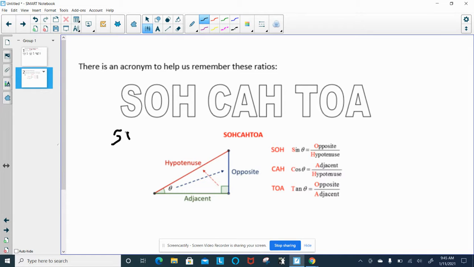So this reminds me of that. S is sine, O is opposite, H is hypotenuse. CAH is cosine, adjacent over hypotenuse, and TOA is tangent, opposite over adjacent. So it's just a silly made up word to help us remember the ratios.